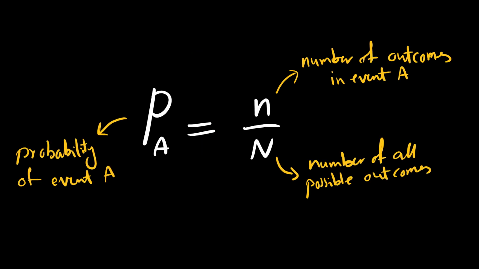If we want to find the probability of an event, we can use this formula to calculate the probability. Capital N is the number of all possible outcomes, small n is the number of outcomes in our desired event, and P is the probability that this event happens.